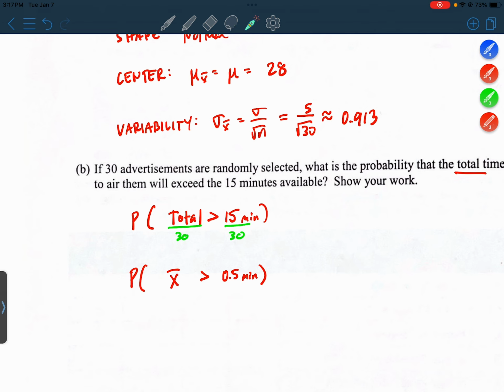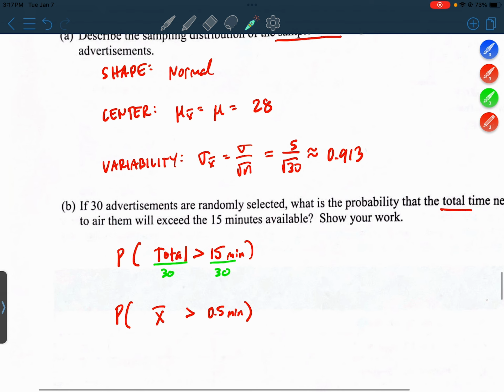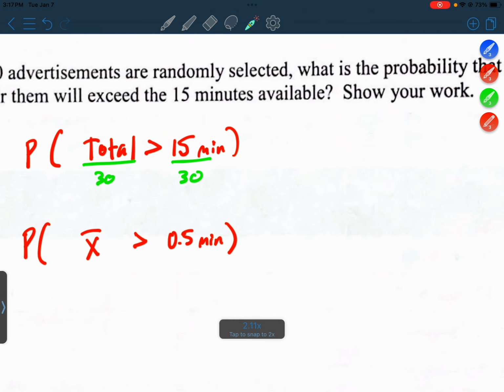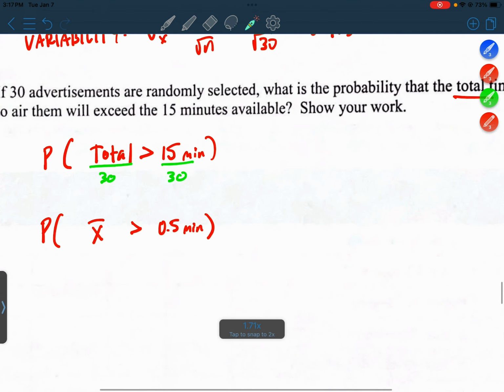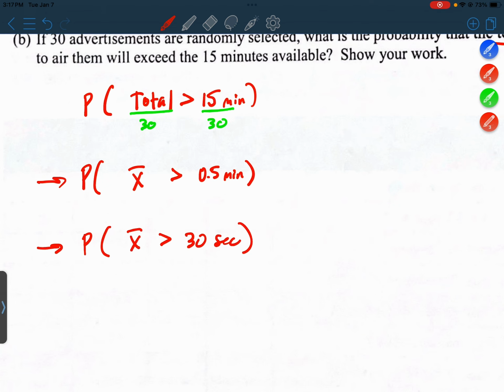Right. And so the reason why we have to do this is because our sampling distribution is not about the total time, it's about the average time. Okay, so they're being a little tricky here in phrasing the question in terms of the total time, and then you kind of have to do this mental acrobatics to convert total time into average time. Okay. Now, half a minute would be equivalent to 30 seconds, right? So this is the same as the probability the sample mean is greater than 30 seconds.